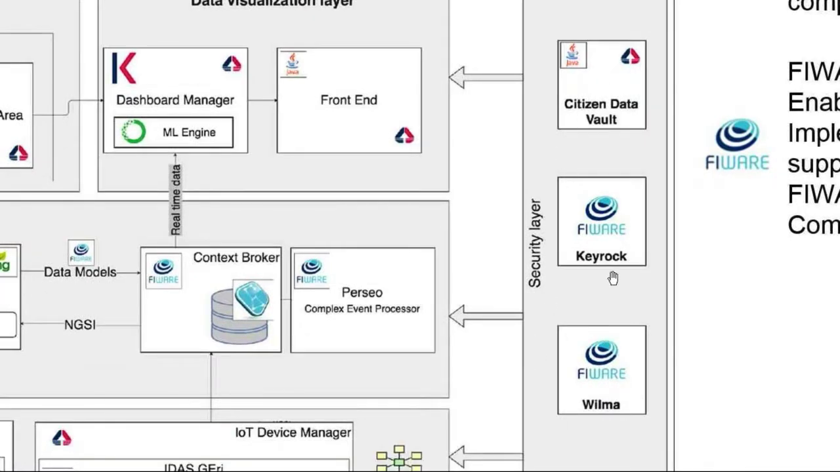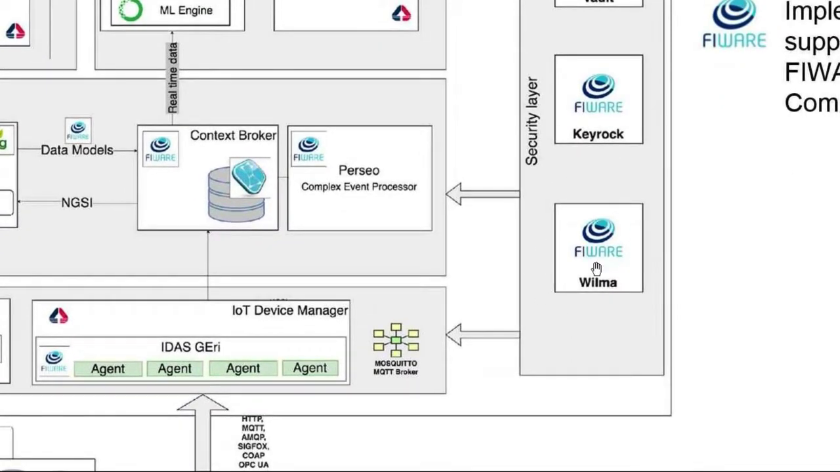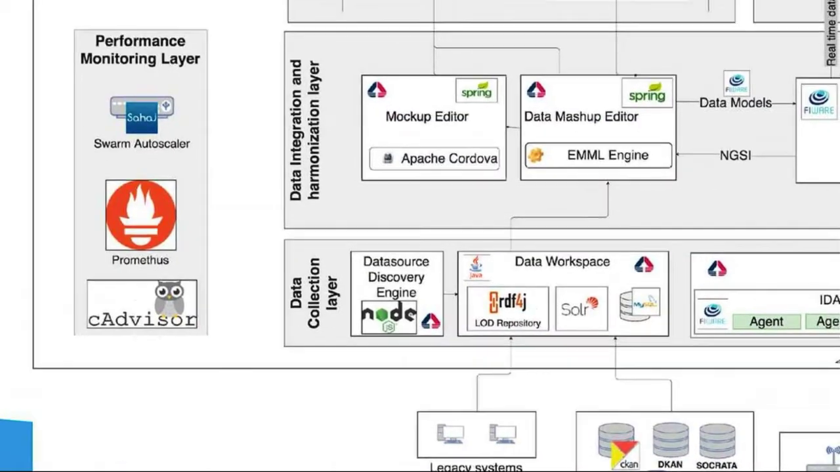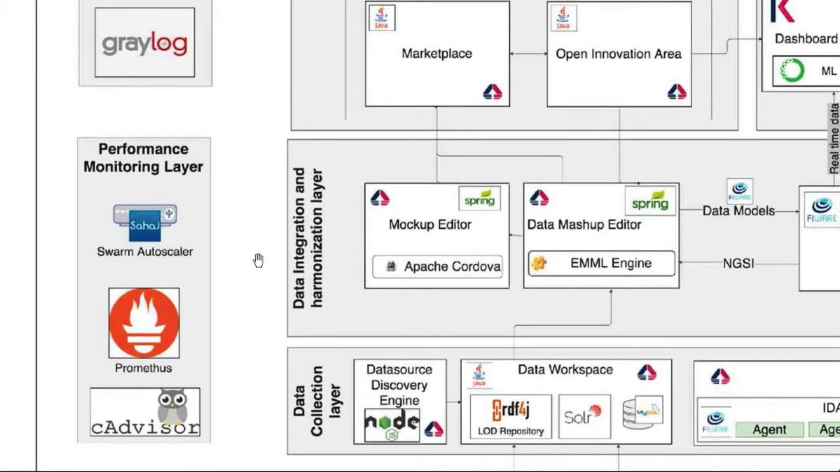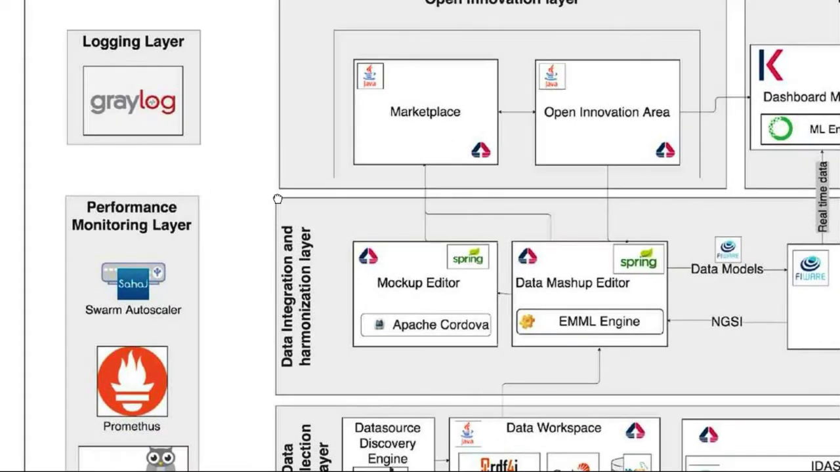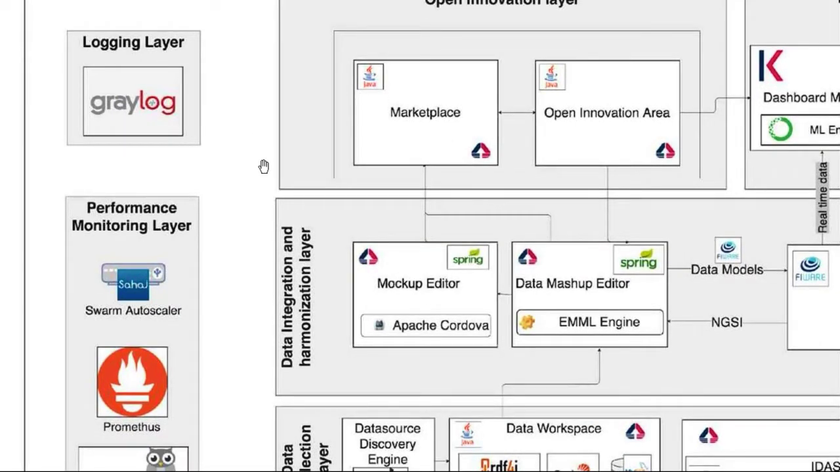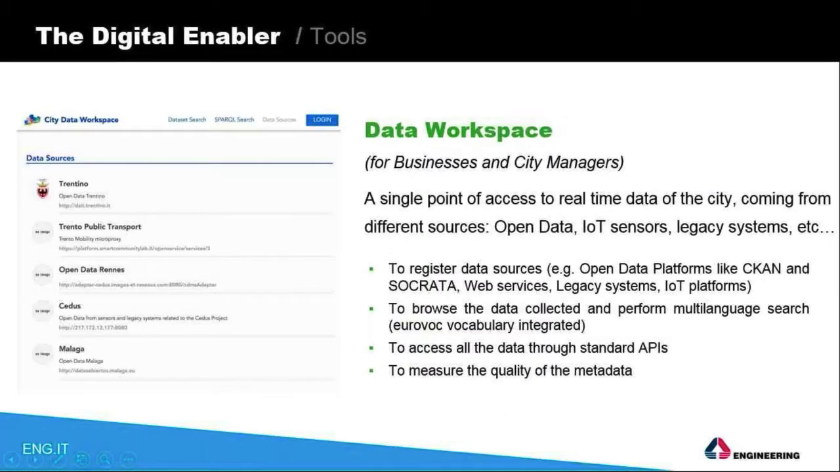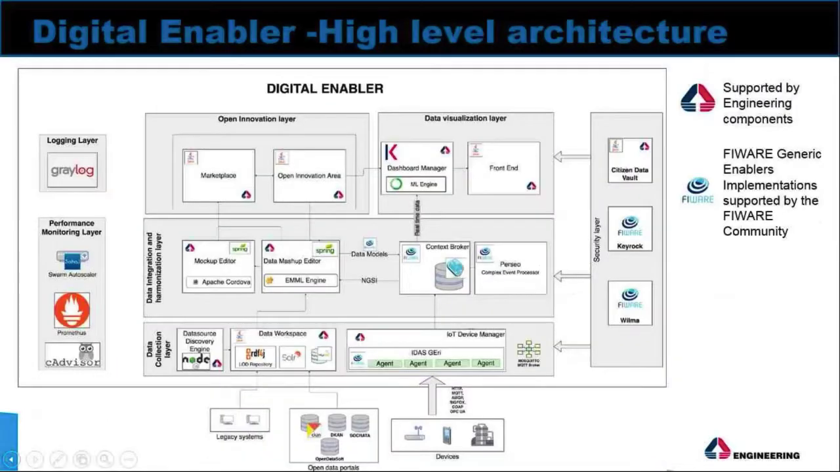We have also a transversal layer. This is the security layer built up by the Keyrock and the Vilma, mainly composed of FIWARE components. And we have other two layers that support the entire ecosystem, that are the performance monitoring layer for the auto-scaling of the components and the logging layer to log the most important events of the platform. This is a high-level architecture of the platform. Now I will go tool by tool.